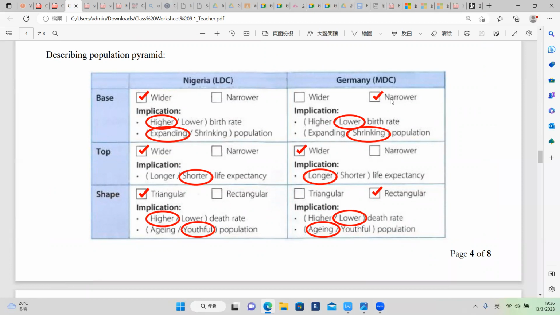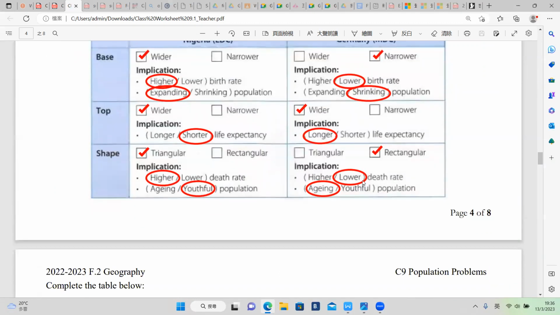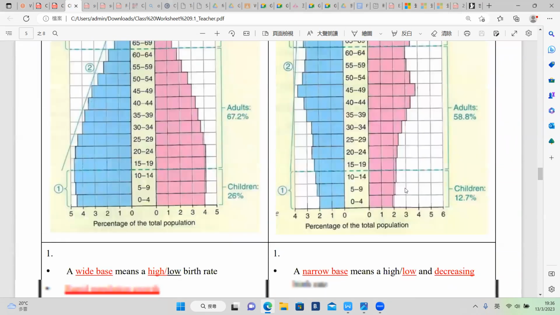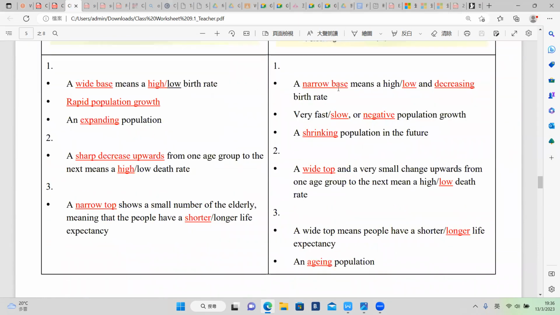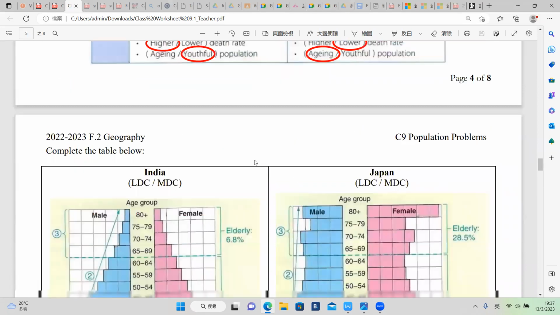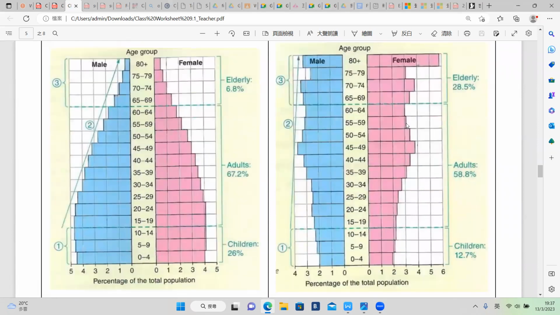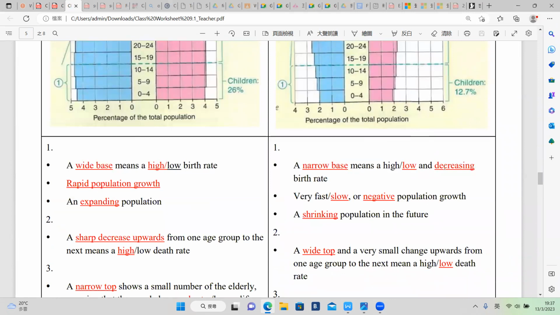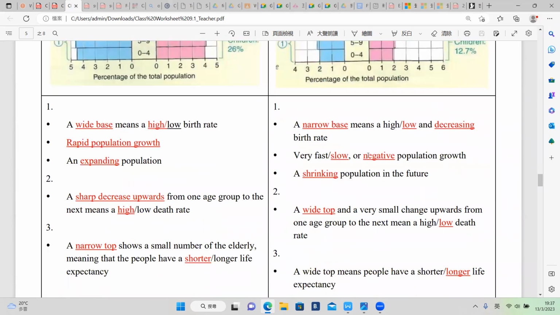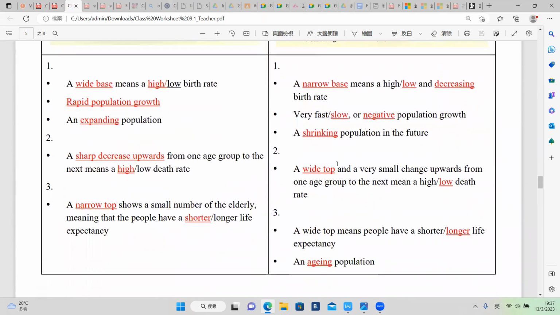How about Germany? Germany is narrower at the base. They have a lower birth rate and a shrinking population, while the top is wider because of the longer life expectancy. The shape is rectangular, with a lower birth rate and an aging population, just like Japan. Then you can find the general situation of India or Japan. Japan comes again, with a level base, decreasing birth rate, negative or very slow population growth, and a shrinking population.